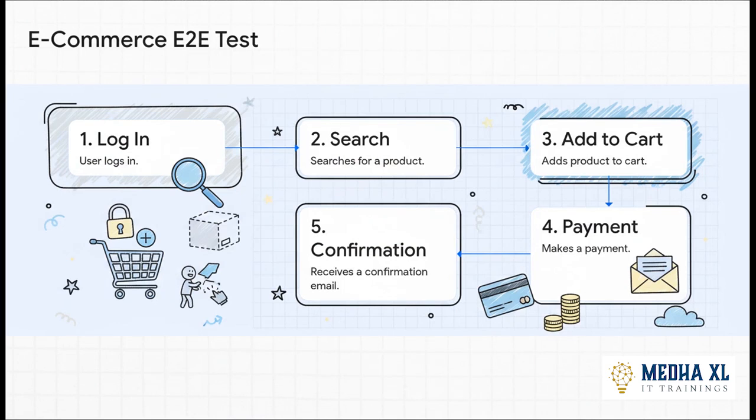And this e-commerce example is just perfect. An end-to-end test confirms that the login system, the search engine, the shopping cart, the payment gateway, and the email system are all working together seamlessly. Because if any one of those steps breaks, the entire flow fails for the user.